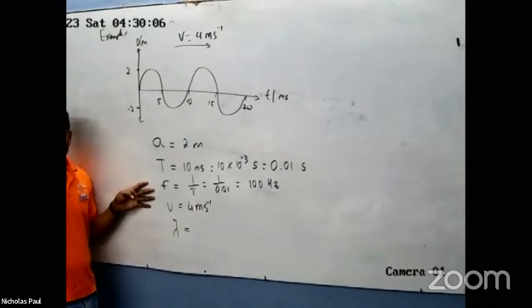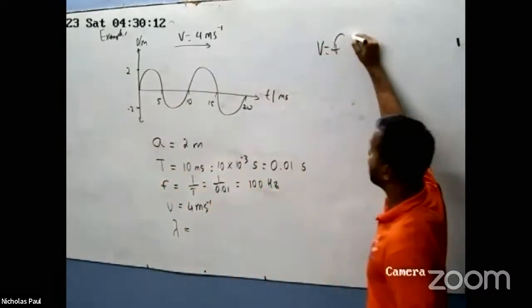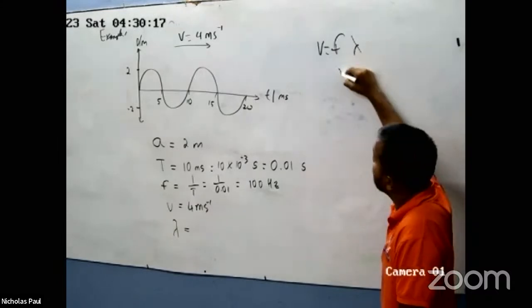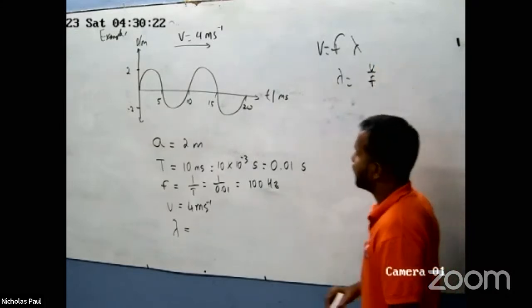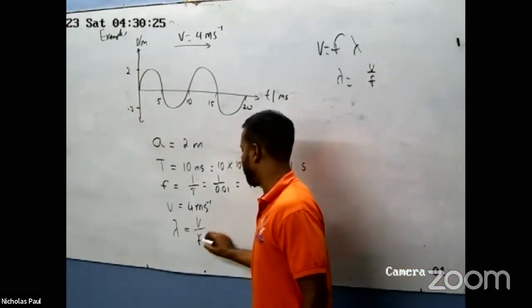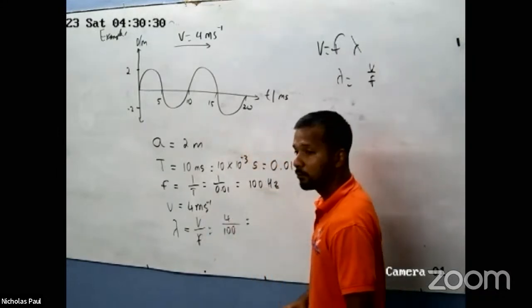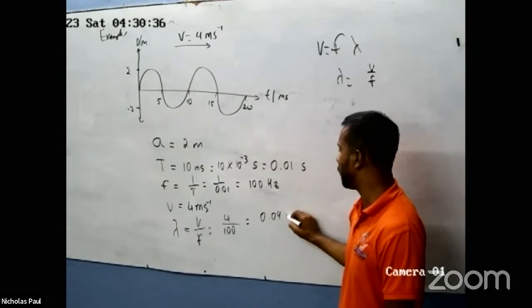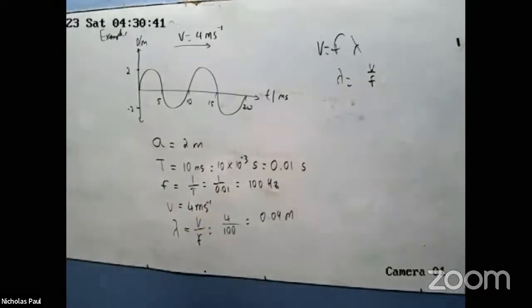So we'll be using V is equal to F lambda, right? So when you make lambda the subject, what would it be? V over F. Right. So lambda is equal to V over F. V is equal to 4, F is equal to 100. So the answer is 0.04. Okay, that's the way you find wavelength.